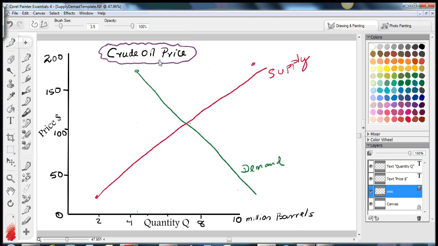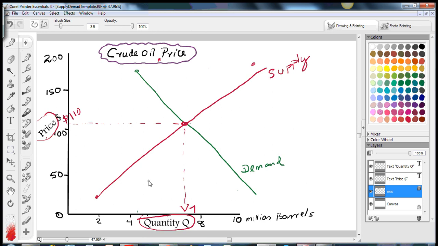And this is all about crude prices. That's what we're talking about. So there's a title called crude oil price. The x-axis is quantity and the y-axis is prices. And when supply and demand is in this fashion, the market sort of stabilizes around here. So it sells for about, say, $110, and it sells a quantity of 7 million barrels.